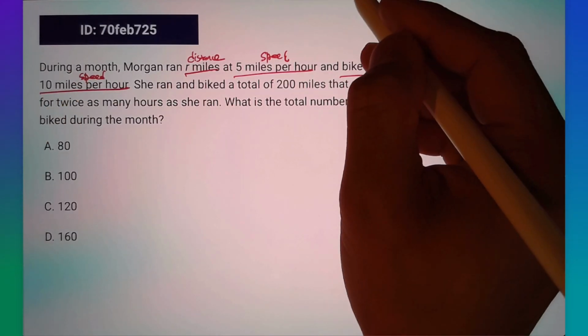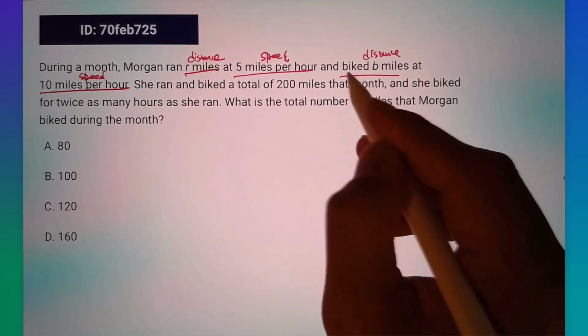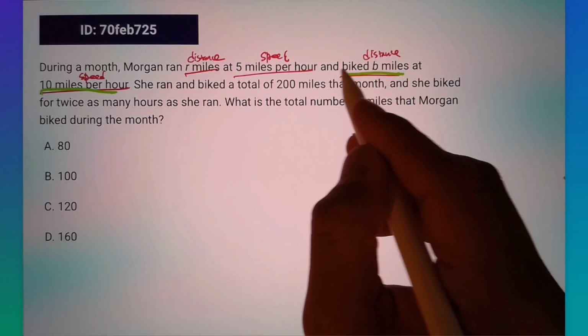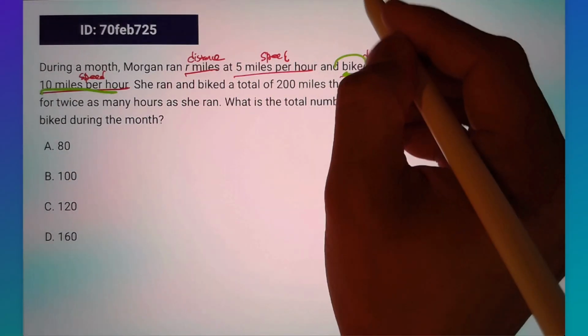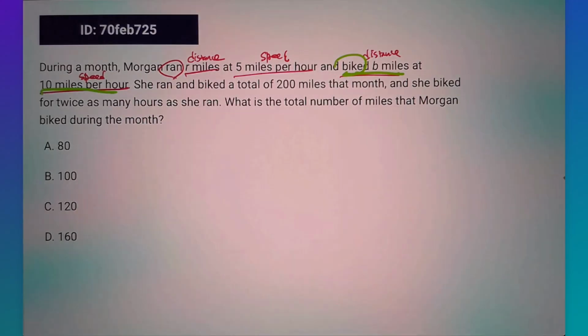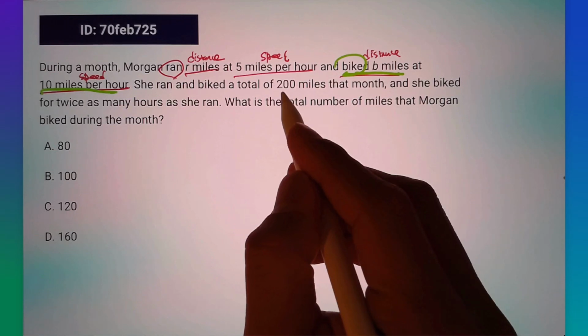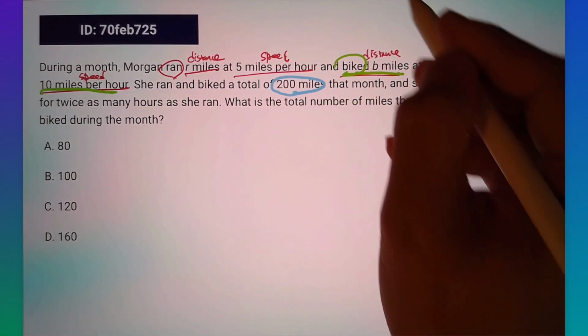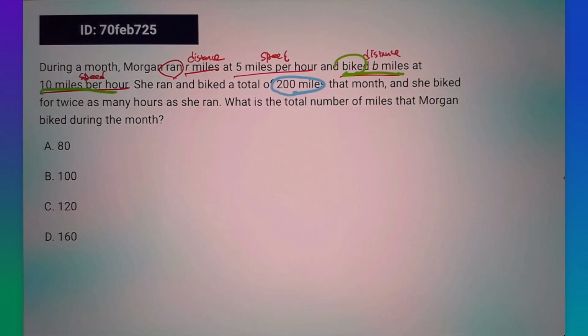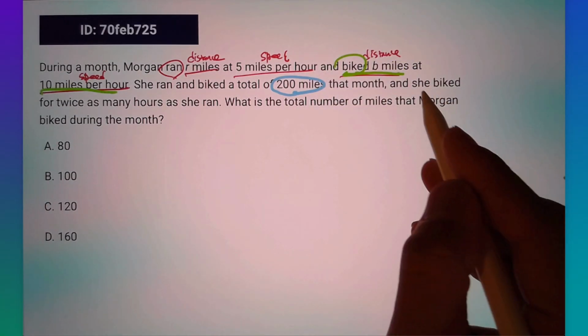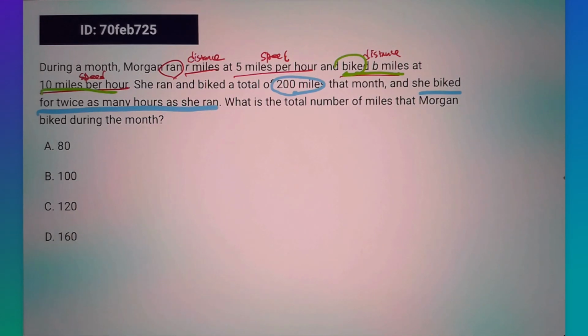So I'm gonna actually use a different color for that. Alright, so that's biking. And the running, I'll just make it all red. She ran and biked total of 200 miles that month. So that's a combo of running and biking. And she biked for twice as many hours as she ran. Okay, so that's another important information, that she biked twice as many hours as she ran. So biking is more. So what is the total number of miles that Morgan biked during that month?